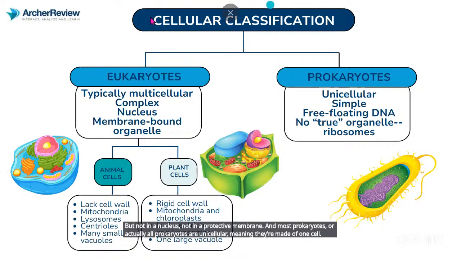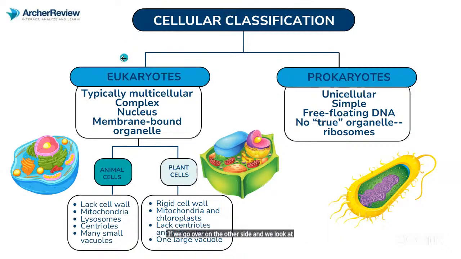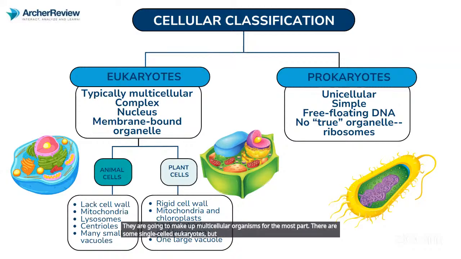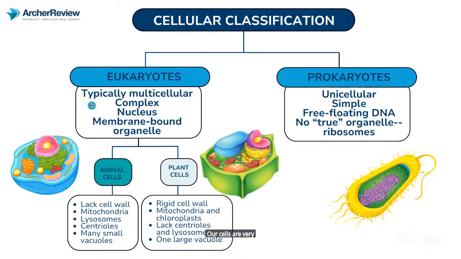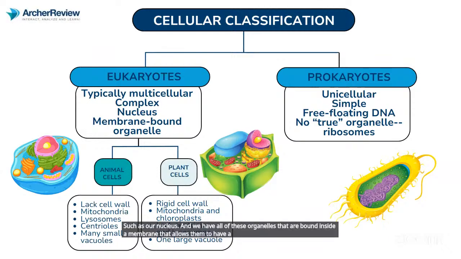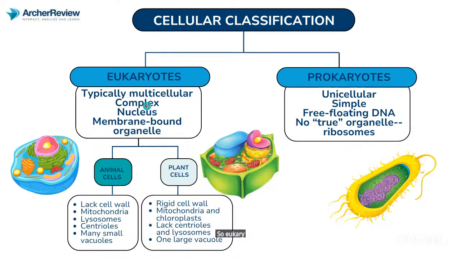If we go over on the other side and we look at the cells that make up us, they are going to make up multicellular organisms for the most part. There are some single-celled eukaryotes, but they are not the primary group of eukaryotes. Our cells are very complex. We have organelles with designated jobs, such as our nucleus. And we have all of these organelles that are bound inside a membrane that allows them to have a specific, unique job. So eukaryotes then further break down into animal cells and plant cells.